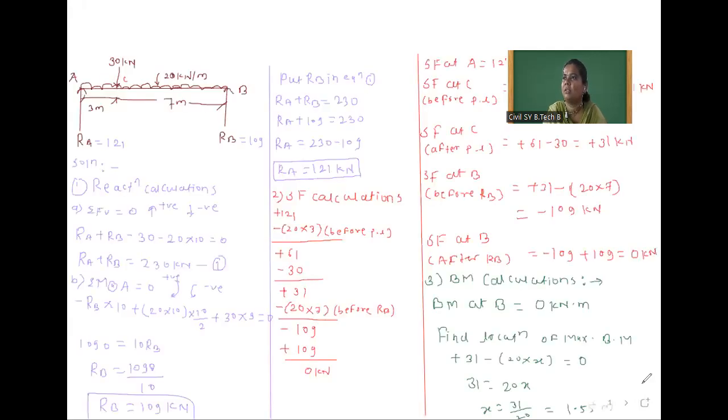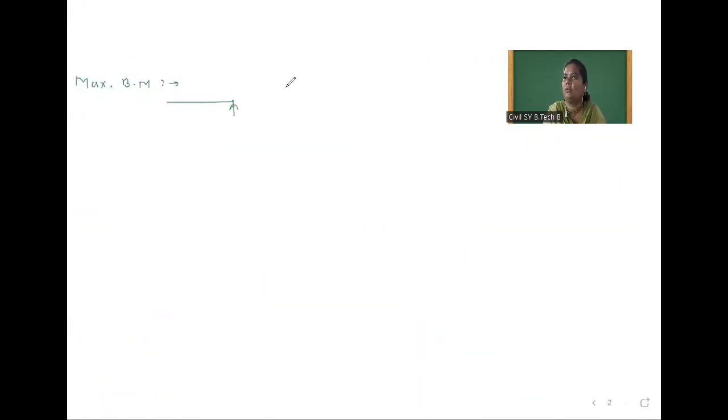Okay, so next step is maximum bending moment. For this, I will draw the figure of the beam. So this is RB. The value of RB is how much? 109. Okay, 109. First I will draw the total figure here, then I will erase. So this is our total figure.